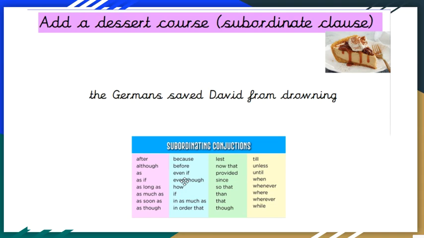So because they, that's the subject, wanted information from him. So the "wanted" is the verb. That's what they want from him. So now pause the video and see if you can have a go at adding on a dessert course using one of these conjunctions, making sure you've got a subject and a verb.